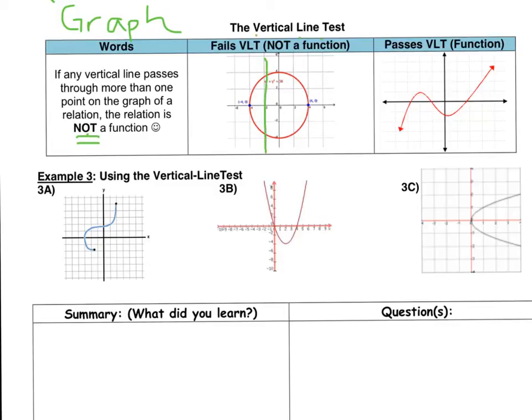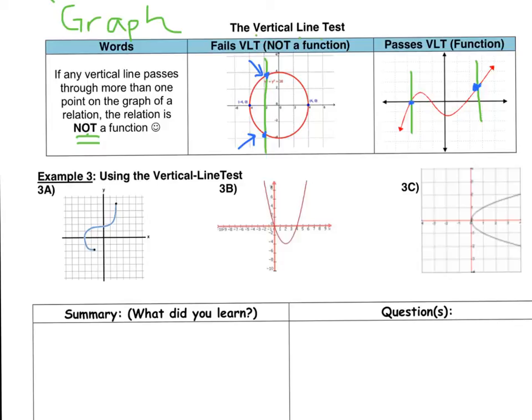It would fail. So on that circle, I just drew a vertical line through it. See how the green line intersects that red circle here and here? Since there were 2 places it intersected, more than once, it fails that vertical line test. And it doesn't matter where you draw the vertical line, it has to work anywhere on the graph. So if I draw a vertical line on this graph, I could draw over here, and look, the green and the red only intersect in one place. Great.